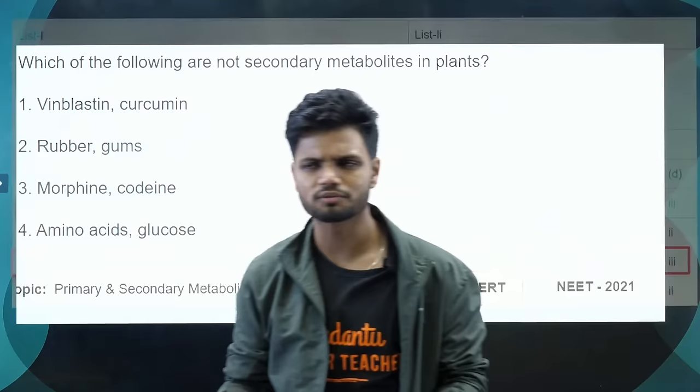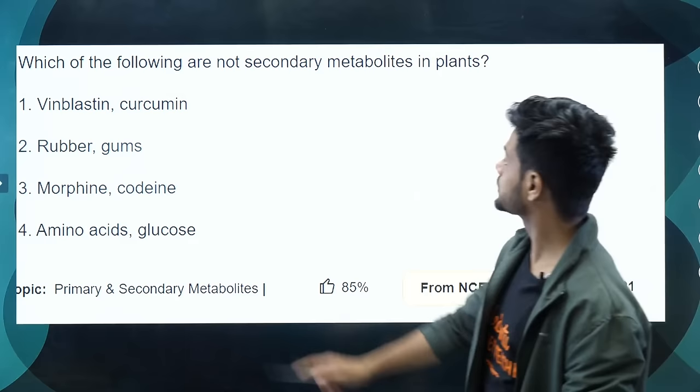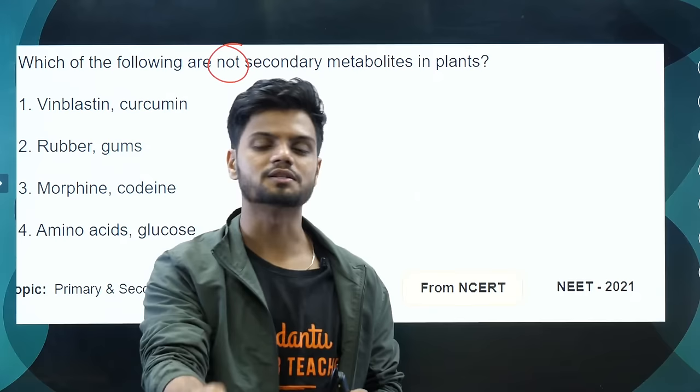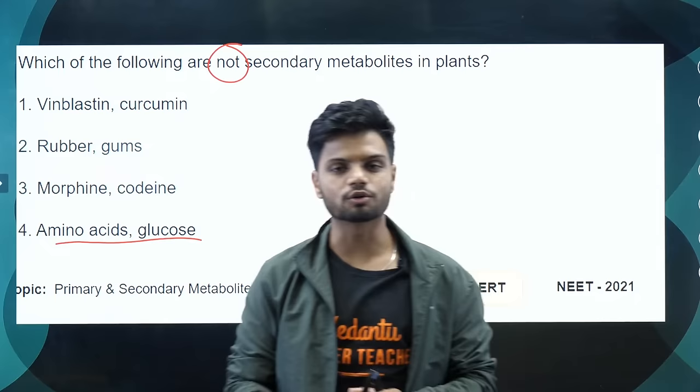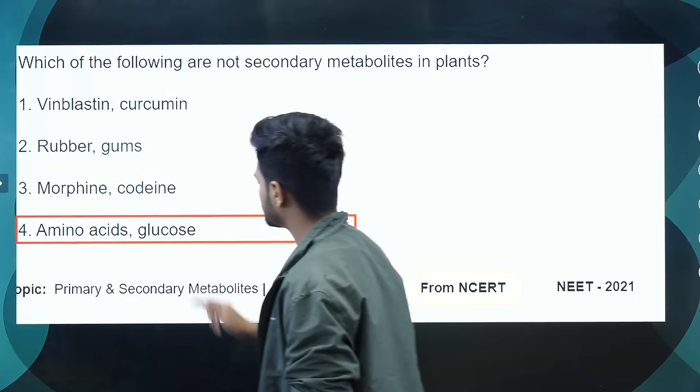Next question. Which of the following is not a secondary metabolite? Which of the following is, again, not a secondary metabolite? If you know the table, you should be able to answer very easily. Vinblastin, curcumin, we just learned drugs. Rubber and gums, we learned it is part of it. Morphine and codeine, also part of it. Amino acids and glucose, imposter. Amino acids and glucose are your primary metabolites. They're not the secondary metabolites. The answer is going to be 4. Clear? The answer is going to be 4 here.